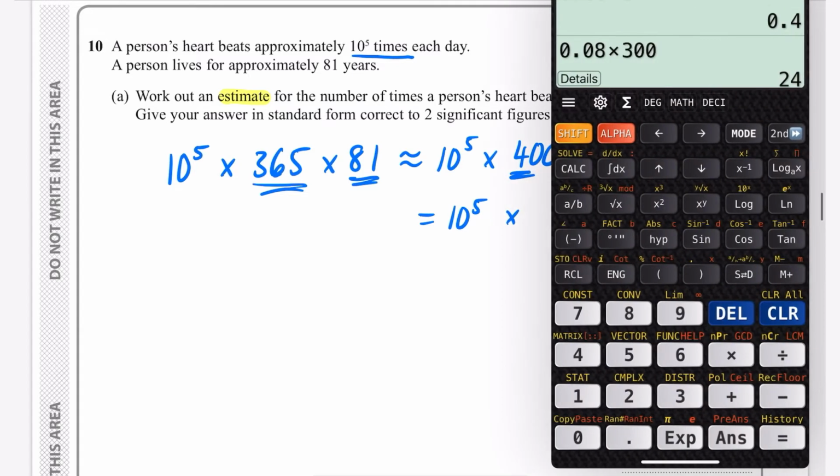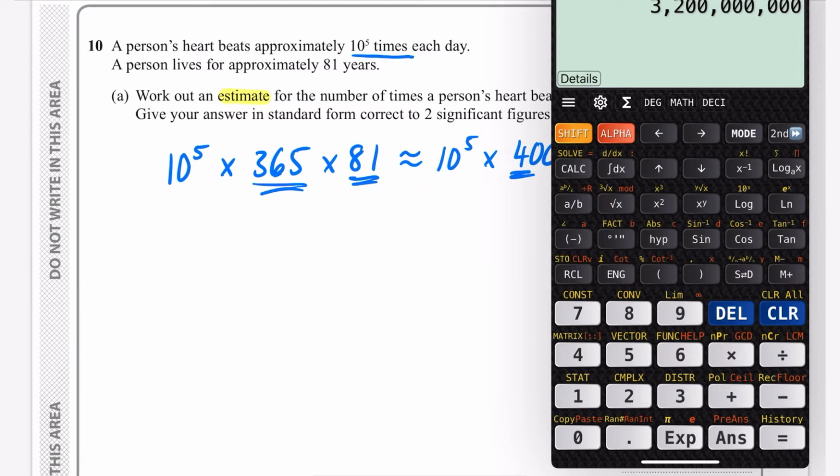In fact, I can just do this all on the calculator, can't I? I can do 10 to the power of 5 multiplied by 400 multiplied by 80. And so it's 3,200,000,000. So let's actually just go straight to this answer. So it is 3, 2, 1, 2, 3, 4, 5, 6, 7, 8. My calculator, I've set it up so you can have the commas in there.